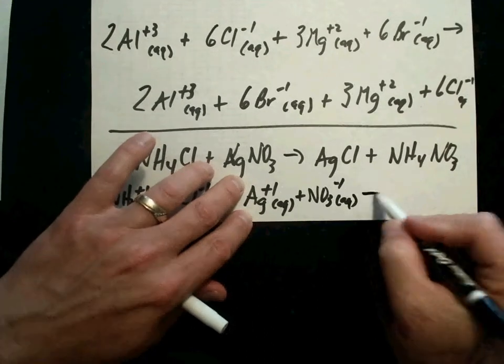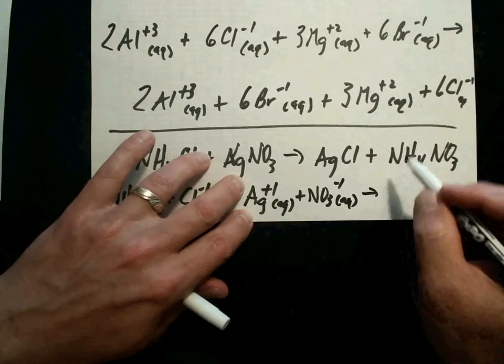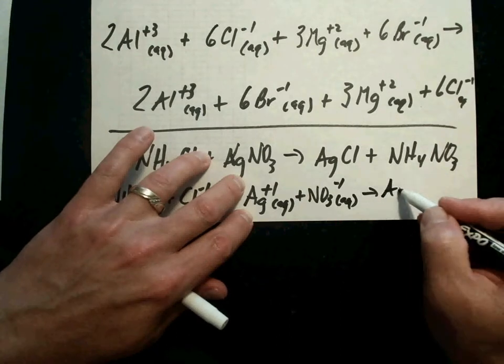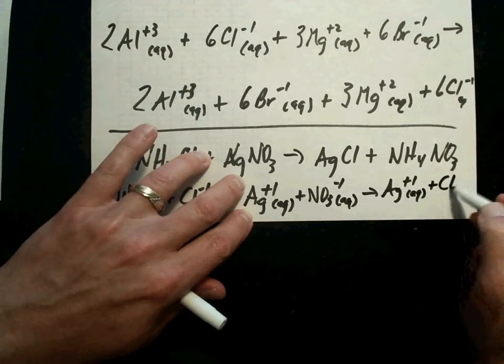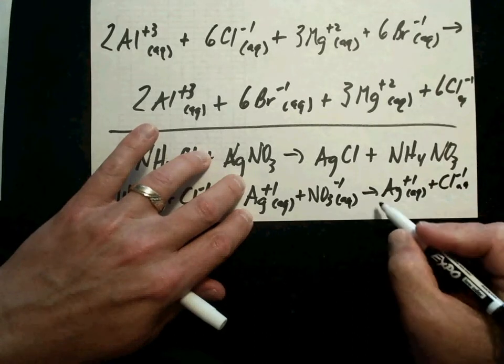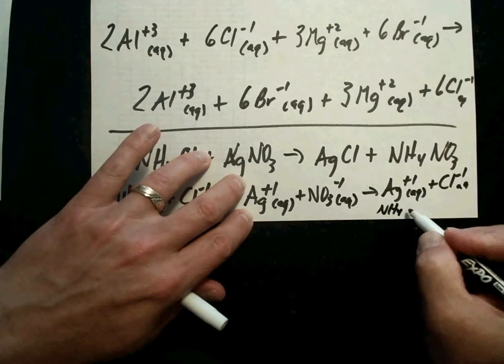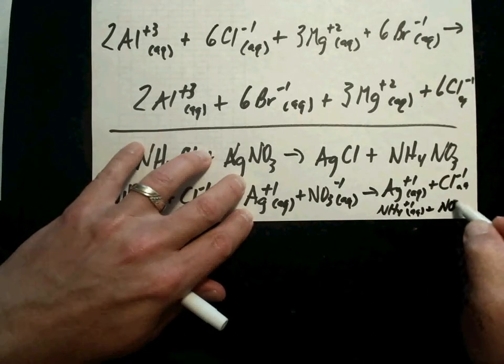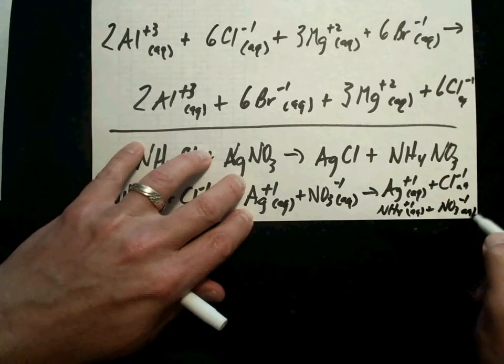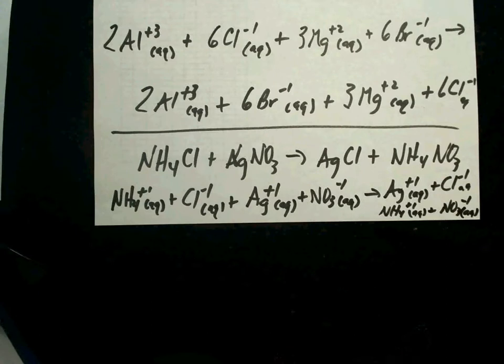You're going to then have Ag plus 1 aqueous, Cl minus 1 aqueous. Ooh, I'm running out of space. NH4 plus 1 aqueous. Cram it in there. NO3 minus 1 aqueous. It's a pretty easy skill. It's not very hard at all. Okay? So you should have this real quick.